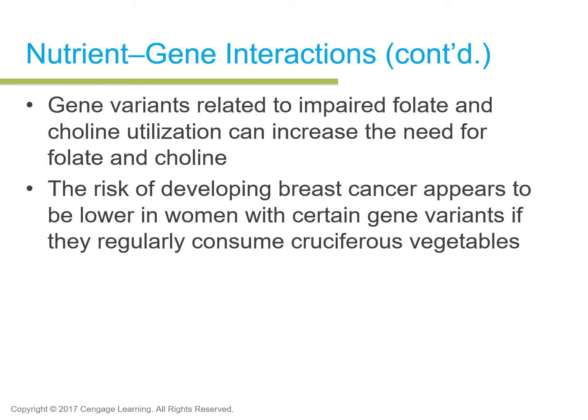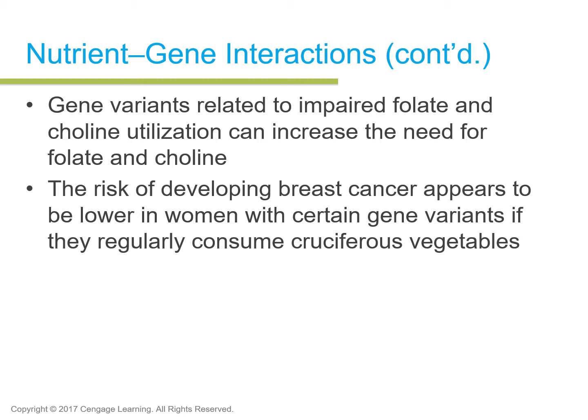Gene variants related to impaired folate. Let me give you some examples. Gene variants related to impaired folate intake and choline utilization can increase the need for folate and choline. What it's saying here is certain genes are not very efficient at utilizing folate and choline. There's some decrease in function in those genes. So that can increase the need for folate and choline from the diet, and you might need more than a regular person. And then the risk of developing breast cancer appears to be lower in men with certain gene variants if they regularly consume cruciferous vegetables.